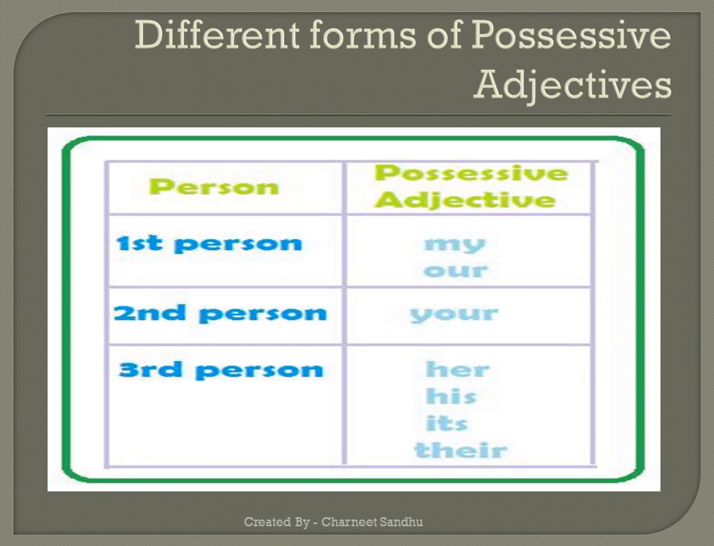Third person. Third person possessive adjectives are his, her, its, their. So the third person possessive adjectives her, his and its are all used if the owner is singular, while the third person possessive adjective their is used only if the owner is in its plural form. Moreover, the possessive adjective her is obviously used if the owner is a female, and the possessive adjective his is for male owners.